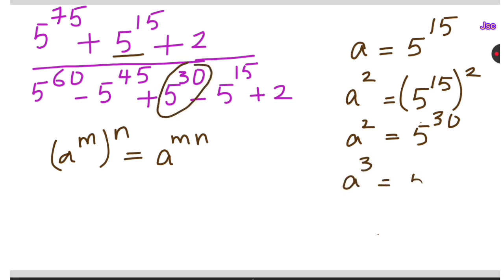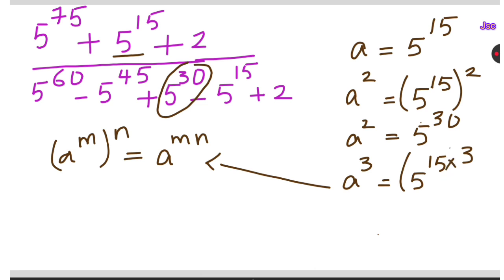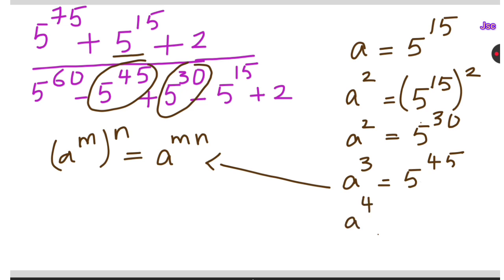Now let's do A raised to the power of 3. That means 5 raised to the power of 15 whole raised to the power of 3. It is in the form of this formula, so we can write this as 5 raised to the power of 15 times 3, which is 45. So we got this term also. Now we need 5 raised to the power of 60, so we have to do A raised to the power of 4, that is 5 raised to the power of 15 whole raised to the power of 4. Using the same formula again, we get 15 times 4, which is 60. So now we got this.